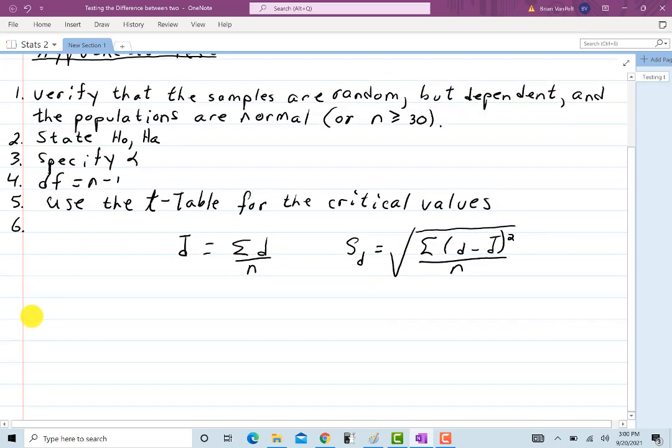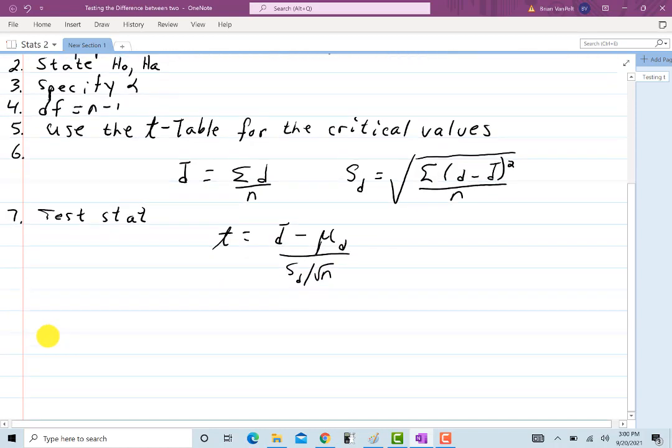And then we have the test stat. And you can see even that looks quite similar to the ones we've done in the past. So you have a sample mean, and then you have a population mean, all divided by a standardized standard deviation. And then finally, number 8, make the decision.